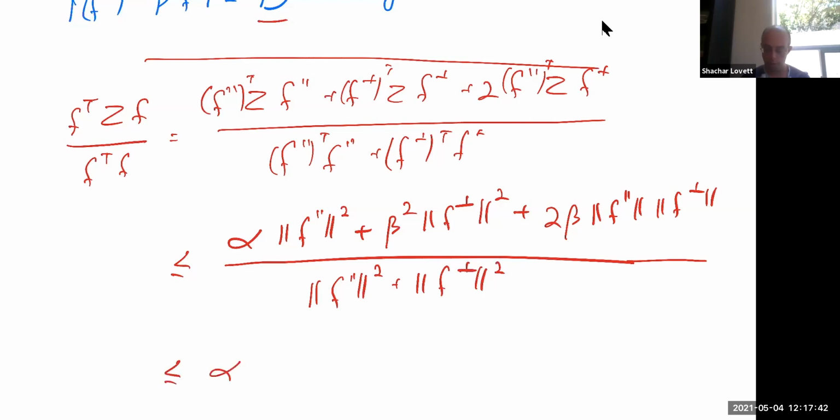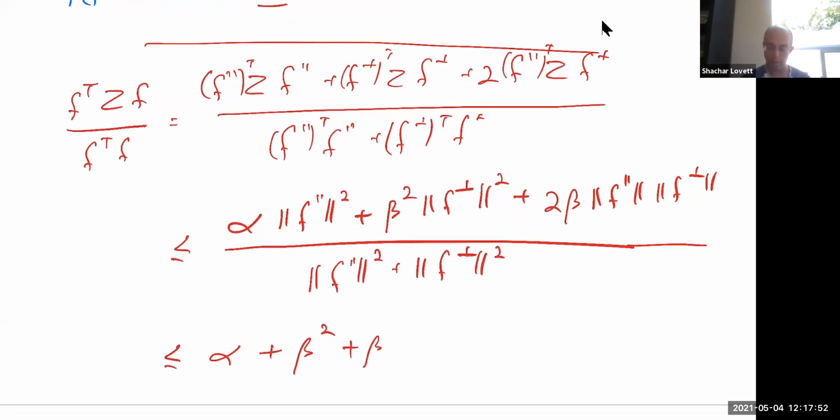The first part is at most alpha. The second part is at most beta squared. And the last part is at most beta. For the last part, why is it smaller than beta? Just because of the following inequality: 2xy is smaller than x squared plus y squared. Right, so if x is the norm of f parallel and y is the norm of f perpendicular, then we have just 2xy, and the denominator is x squared plus y squared. And this gave us exactly what we want. So this finishes the proof.